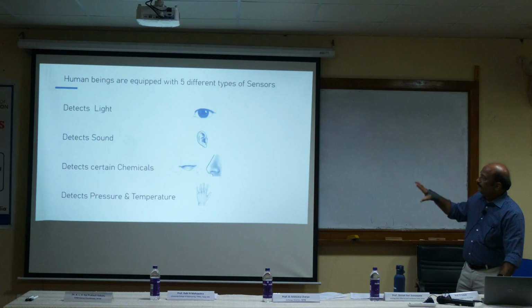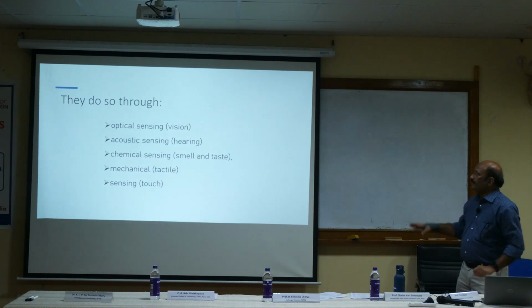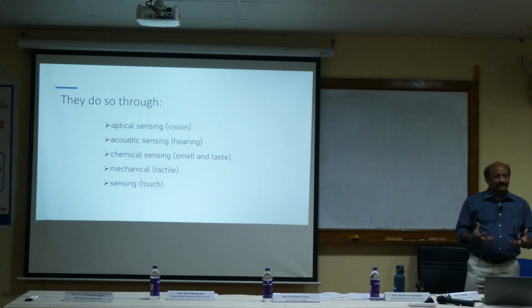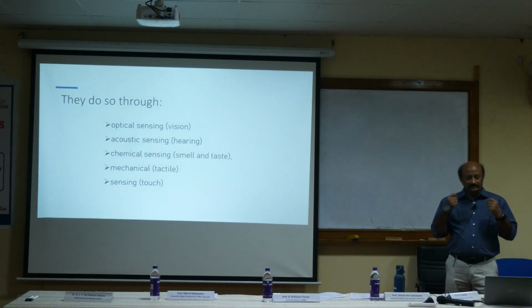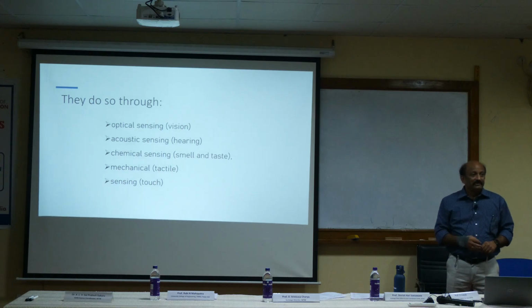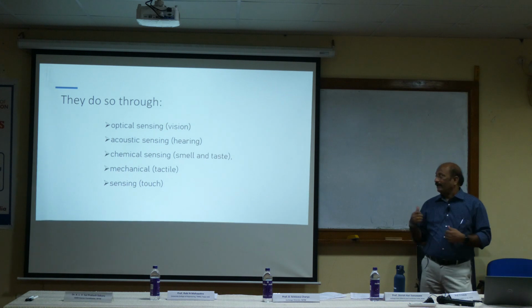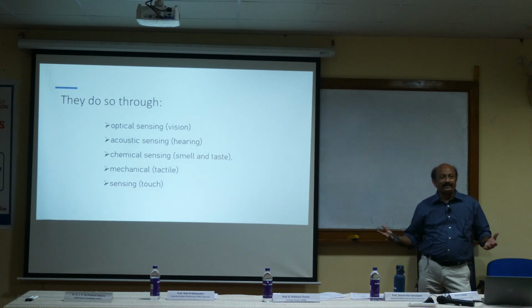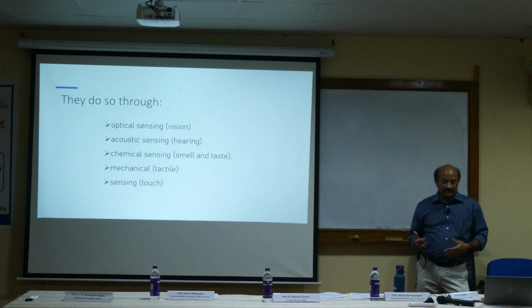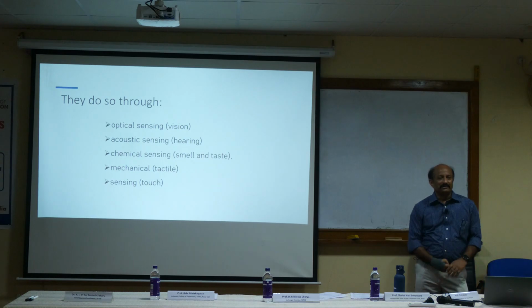So now, if you want to put this into an electronic form, we have optical sensing. We need some optical sensors to capture the vision, like your cameras and all, right? And you need acoustic sensors for hearing, you need chemical sensors for smell and taste, and you need mechanical sensors for tactile, and some touch pressure sensors for touch and all.